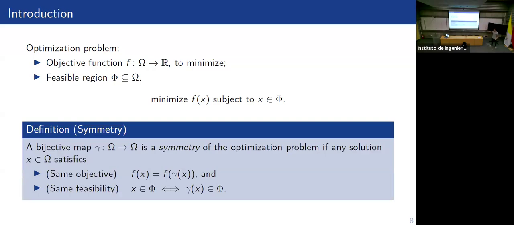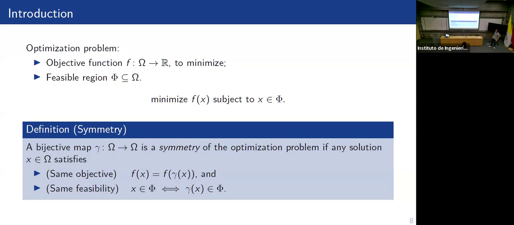So using this definition, what is a symmetry? A symmetry is basically a bijective map, mapping from the solution space to the solution space. And we say that it is a symmetry if it preserves the objective of the optimization problem, and it preserves the feasibility, meaning that for any solution, whether it's feasible or not, the objective is preserved and also the feasibility. So if a solution was infeasible, then it will be infeasible again in the symmetric image.